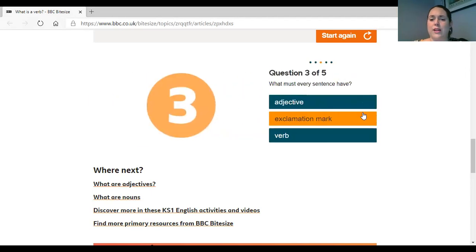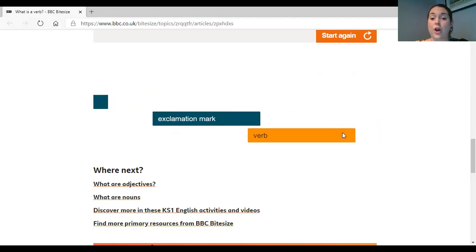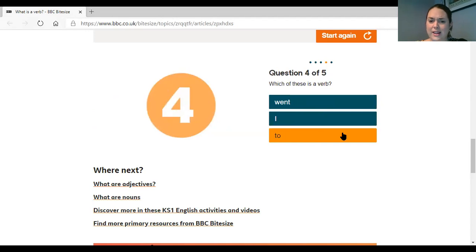What must every sentence have? An adjective, an exclamation mark, or a verb? Hopefully you remember that I said a moment ago that it's not a sentence if it doesn't include a verb. Which of these is a verb? Went, I, or to? Have a think for a moment. Which one do you think I'm about to click? Went.